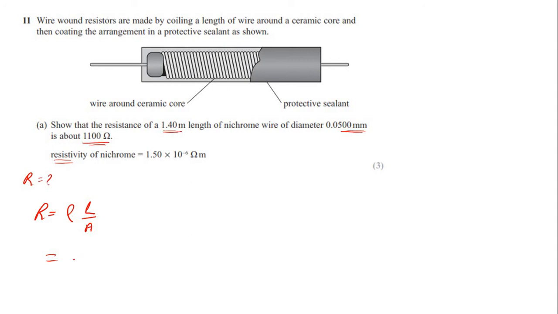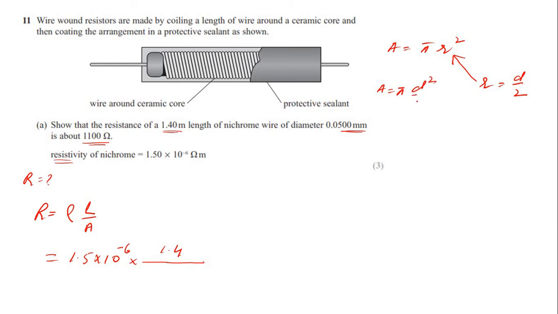So rho is the resistivity, 1.5 into 10 to the power minus 6, into length. Length is 1.4 meter. And the area. Generally I just use a shortcut to make my calculation easy. Area is pi r square, and remember r is diameter by 2. So if you want to avoid this additional step, I put the value directly. So area is pi d square upon 4, or you can say pi times d by 2 whole square.